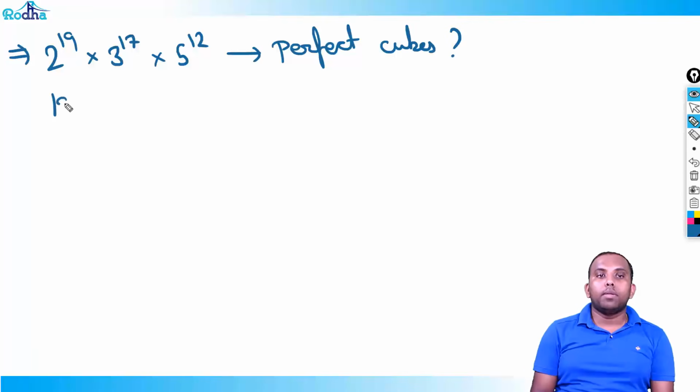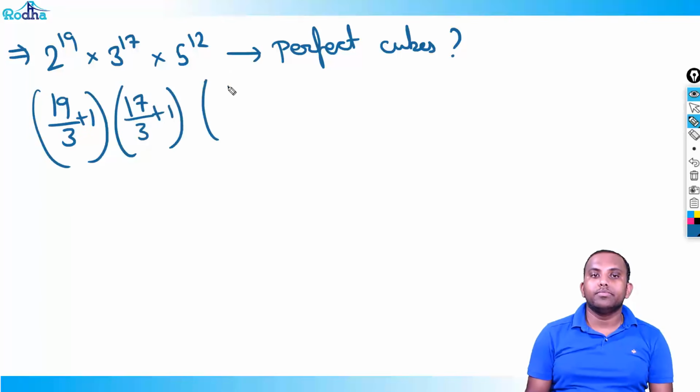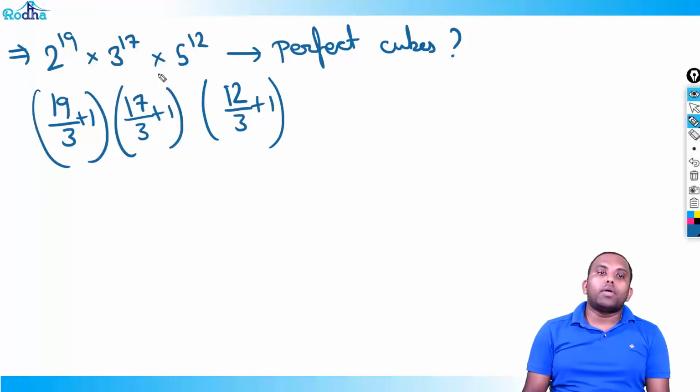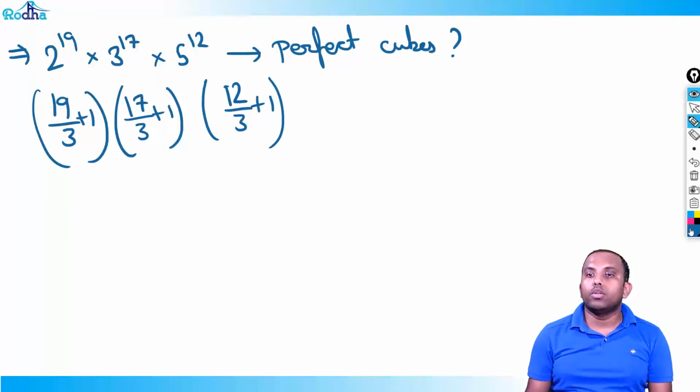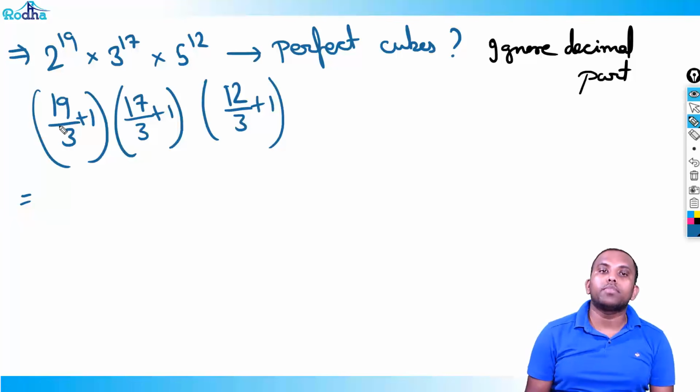What we'll do, simply power divided by 3 plus 1, here also power divided by 3 plus 1, power divided by 3 plus 1, correct? So we'll only pick up those numbers which are power divided by 3 plus 1, right? And also ignore the decimal part, right? Ignore decimal part. I told you the logic, right? Why? So very simple now. It's very simple, right? What is the answer? 19 by 3 is what? 3, 6, 18. So 6 point something. Ignore decimal part. Take 6. 6 plus 1, 7.